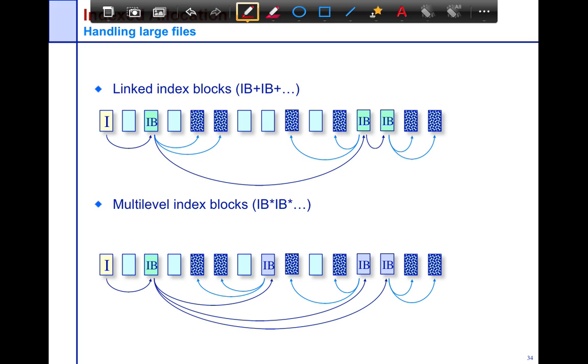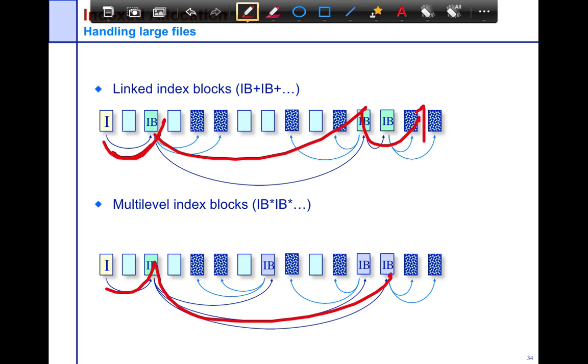But essentially they are composable, which means you can go multiple levels. So in this case, I'm having a 2-level indirection. The index blocks themselves could point to other index blocks which point to data. Right? And so in such cases, it's possible to compose and create multi-level index blocks.